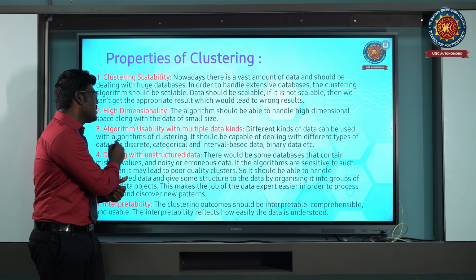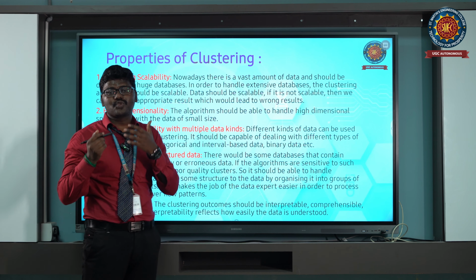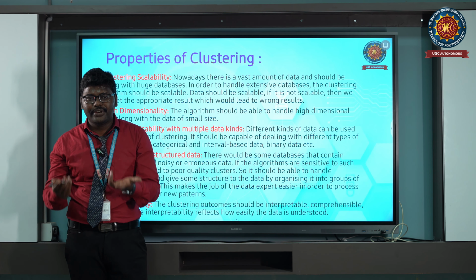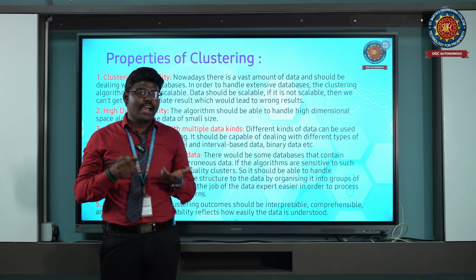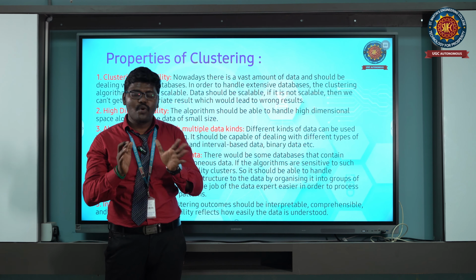The next property is algorithm usability with multiple data kinds. We receive so many types of data. For example, I will receive image data, video data, audio data, tabular data, right? Whatever the data, the clustering should be performed efficiently.